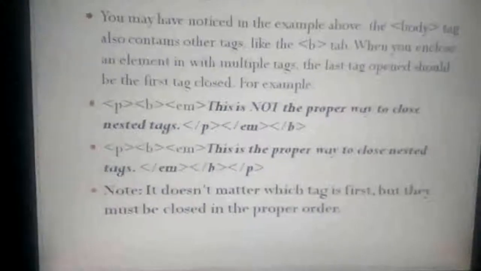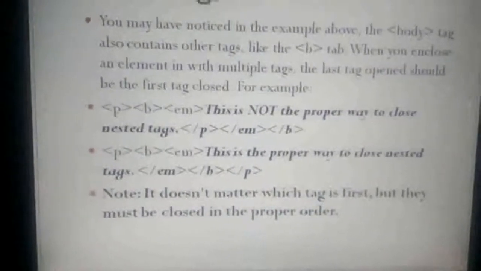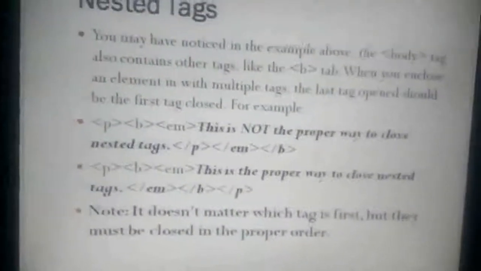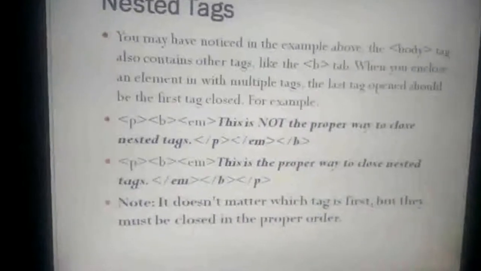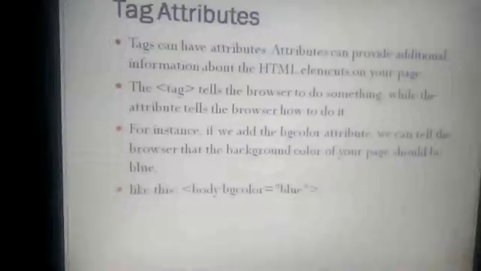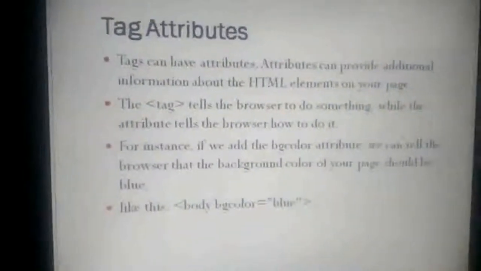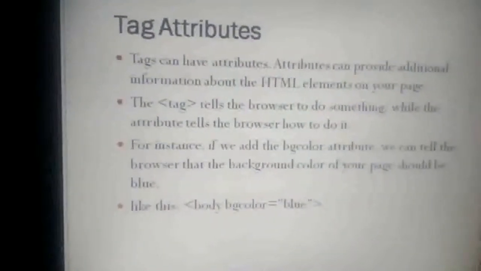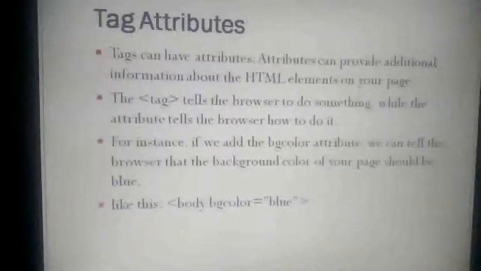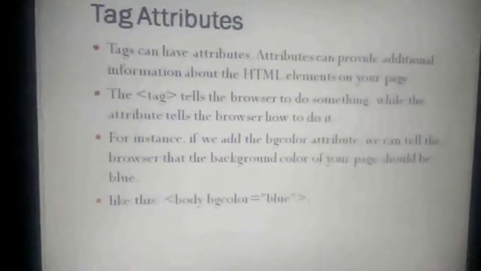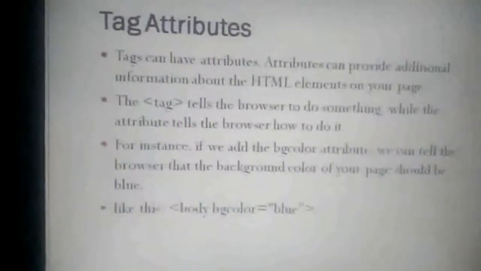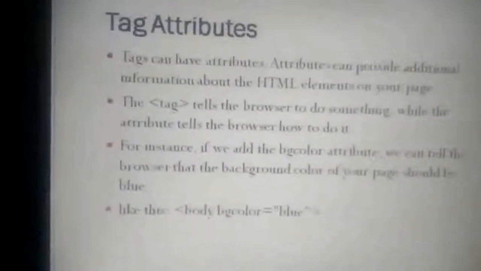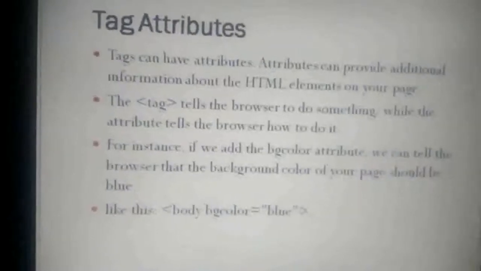The tag tells the browser to do something while the attribute tells the browser how to do it. This is very important. The tag tells the browser what to do. Now the tag is telling what actually they have to do, while the attribute tells how they will be doing that. For instance, if you add the BGCOLOR attribute, BG stands for background, we can tell the browser that the background color of your page should be blue, right? If you want to specify that BGCOLOR should be blue, that means background color should be blue.